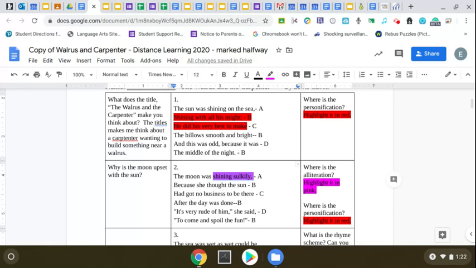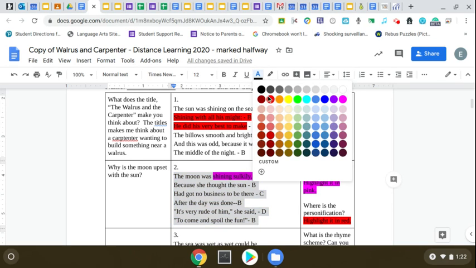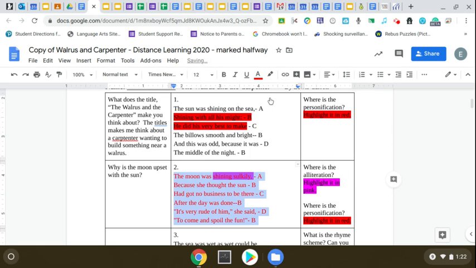Now, where is the personification? Okay, basically the whole stanza is personification, but if I highlight it all in red, then that's going to erase the shining sulkily. So here's what I'm going to do. I'm just going to put this whole text in red because the moon doesn't sulk and she doesn't think. And she doesn't say, it's very rude of him, she said, to come and spoil the fun.